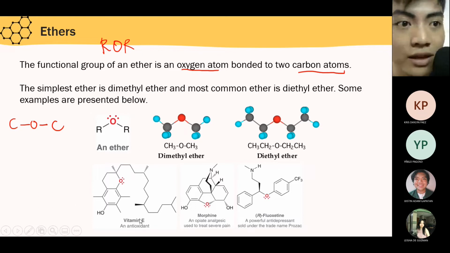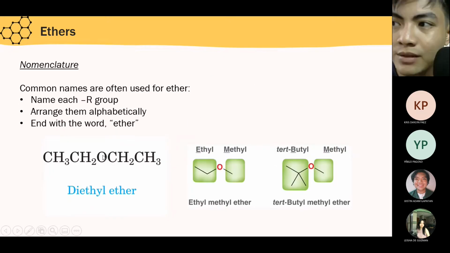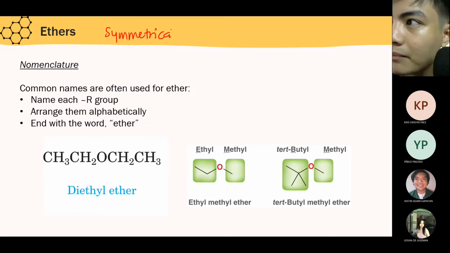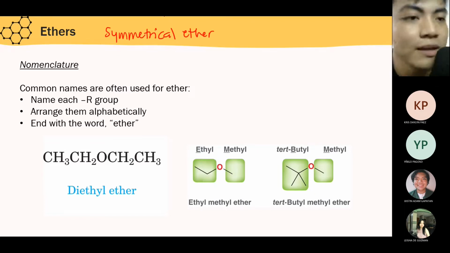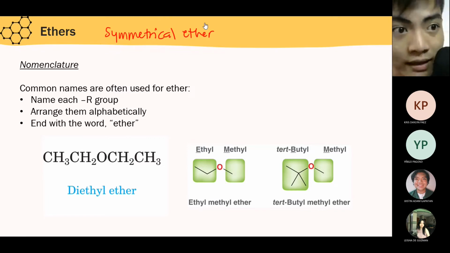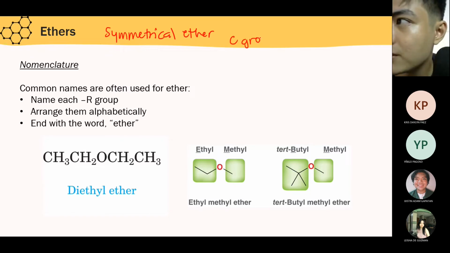Okay? Dalawa yung uri ng ether. Symmetrical and asymmetrical. Okay? So dalawa yan. May symmetrical, may asymmetrical. So ano yung symmetrical? Pag symmetrical ether, ibig sabihin yan, kung ano yung nasa left, yun din yung nasa right. Okay? So, carbon groups.